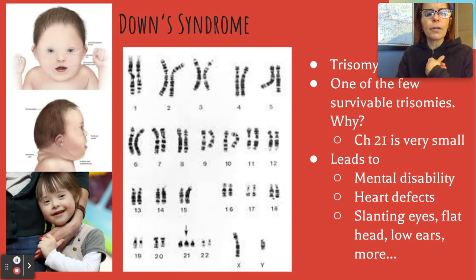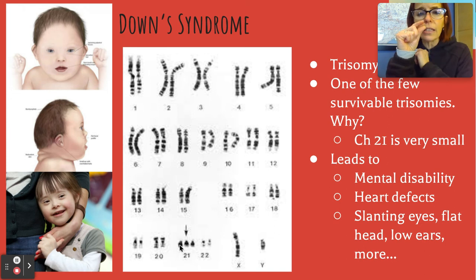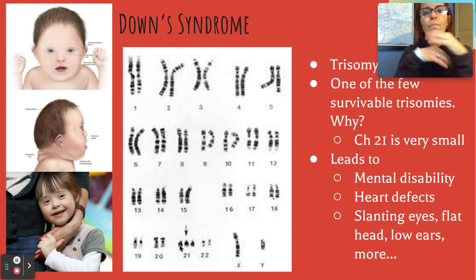Okay, let's talk about some of the most famous monosomy and trisomies. Down syndrome is one of the only survivable trisomies, and that is because chromosome number 21 is really, really small. If a baby's born with one of the larger chromosomes and they have 3 of that, that's almost always a fatal condition. It causes severe, severe birth defects, and for human beings, that is just not a survivable condition. But trisomy 21, just a tiny little chromosome, ends up being survivable.